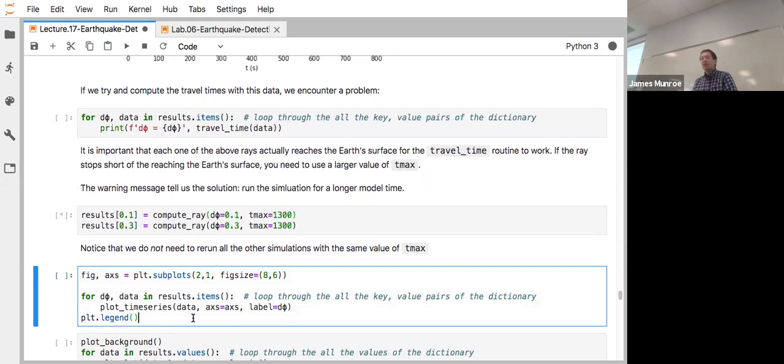Once this completes, we can now make a plot of the time series again to confirm that you've actually got all of those rays getting outside of the Earth. They've run the simulation long enough for them to pop out.